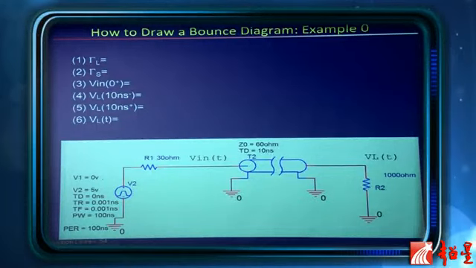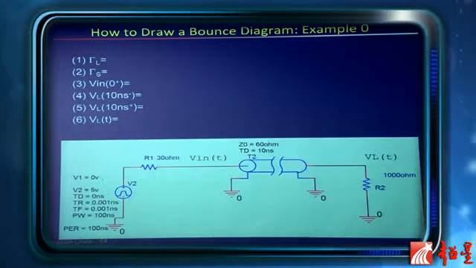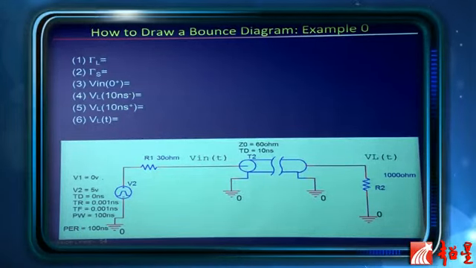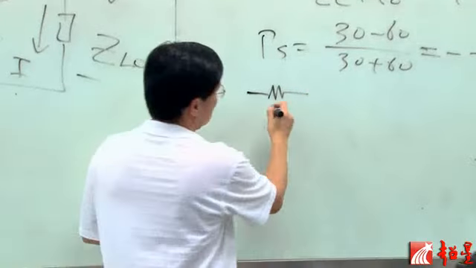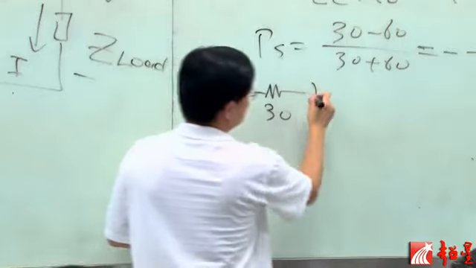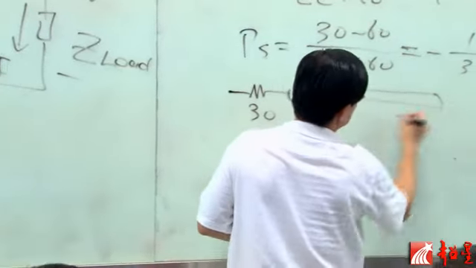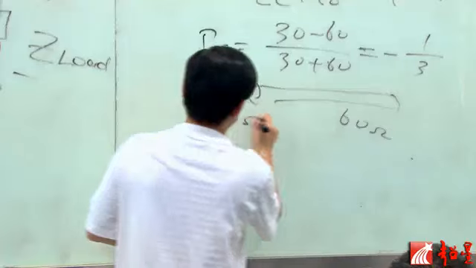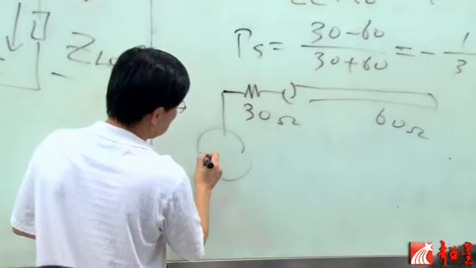Right, when the step function starts, there's a wave that goes into this transmission line. The source impedance is 30 ohms. The line impedance is 60 ohms. And this is a step function.